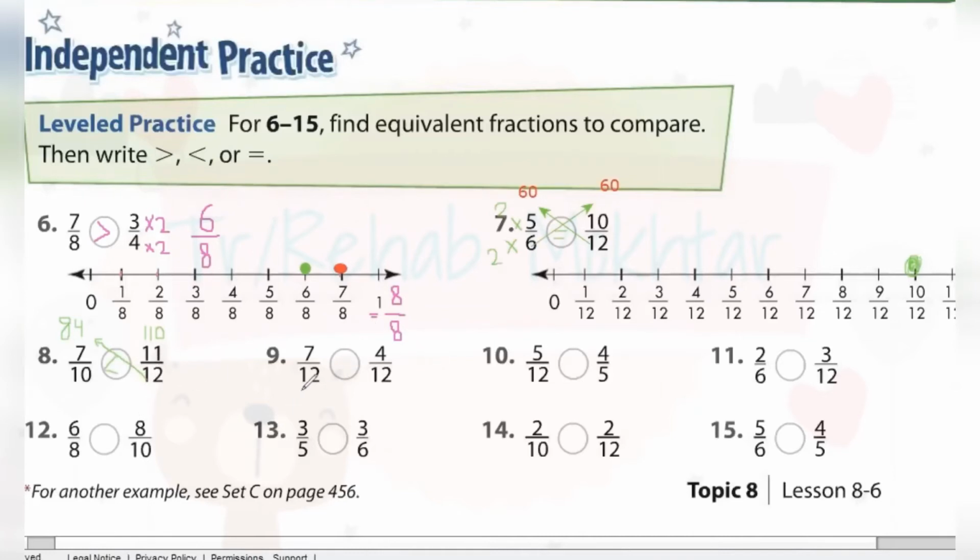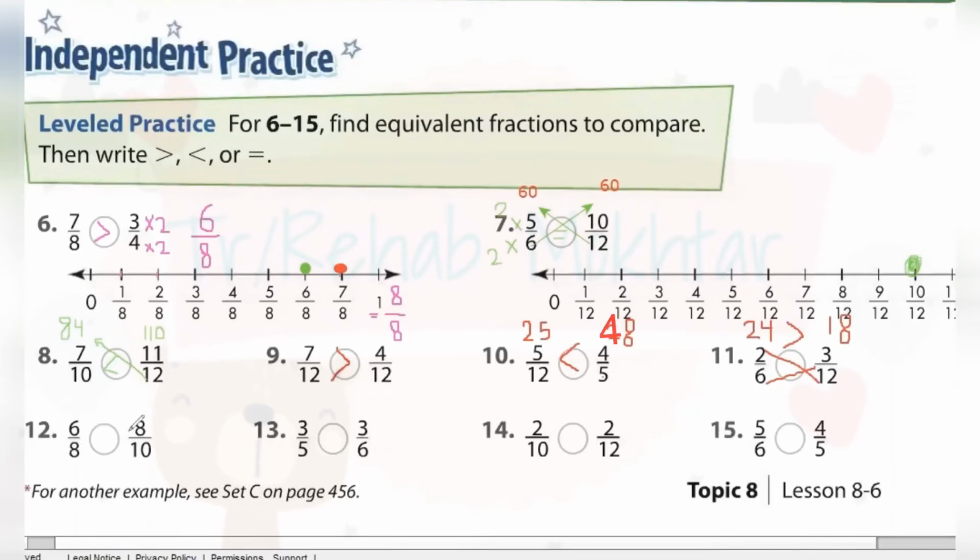Number 9. The two fractions have a common denominator, so I will compare the numerators. 7 and 4, which is more? 7. So put more than. Number 11, 2 out of 6 and 3 out of 12. Multiply. 12 times 2 equals 24. 6 times 3 equals 18, which is more? 24. Open the mouth.